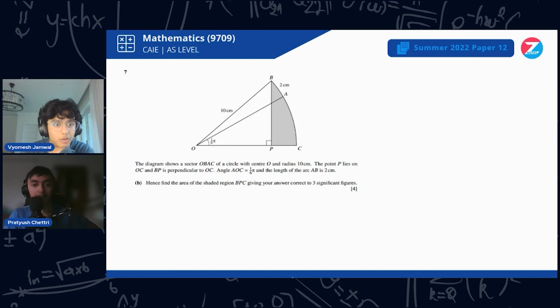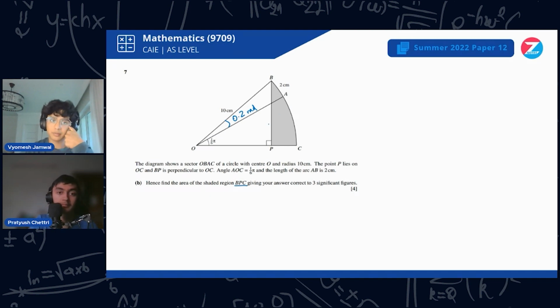And let me actually try to do this question, 7b. So it says that it's already the given information that we had in the previous question. Hence, find the area of the shaded region BPC, giving your answer correct to 3 significant figures. BPC, that shaded region, right? So I'm just going to look at the area of the sector and subtract the area of the triangle. Simple as that. Pretty straightforward, right?